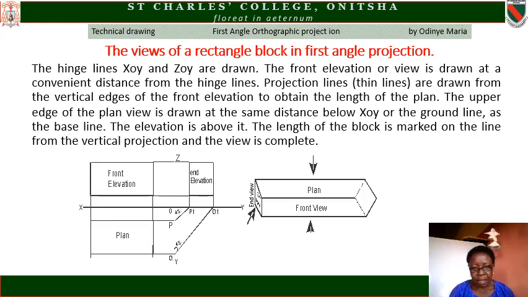The upper edge of the plan view is drawn at the same distance above XOY, or the ground line, as the baseline. The elevation is above it. That is, elevation is above the plan, and plan is below the elevation in first angle. The length of the block is marked on the line from the vertical projection and the view is complete.